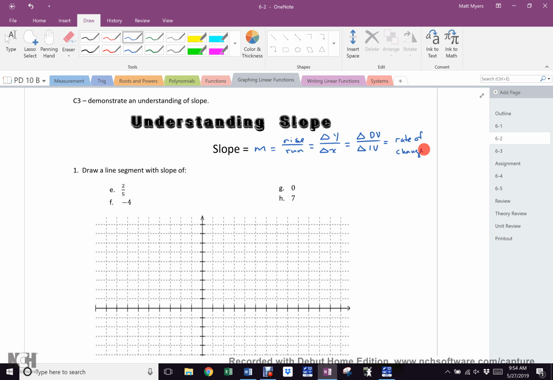All right? The equation that we know is y equals mx plus b. Since m equals all of these things, could I put any one of these in for m? Yes, because they are all equal. Do you all understand that? Excellent.